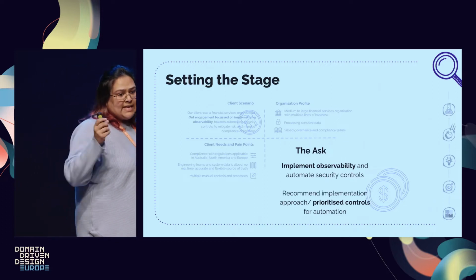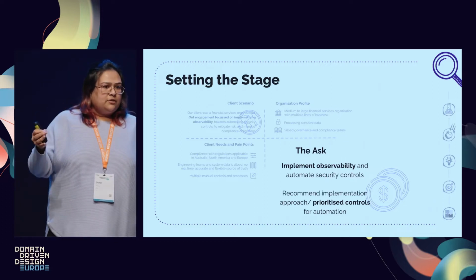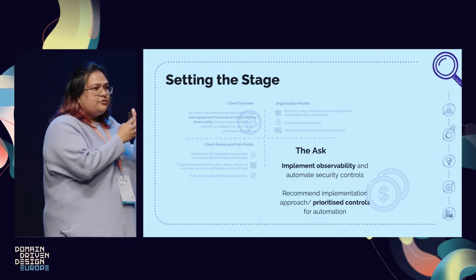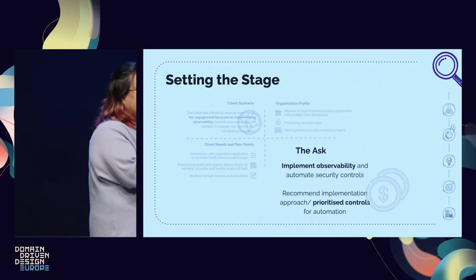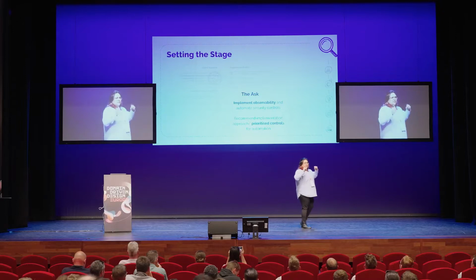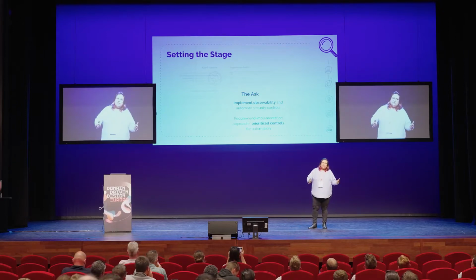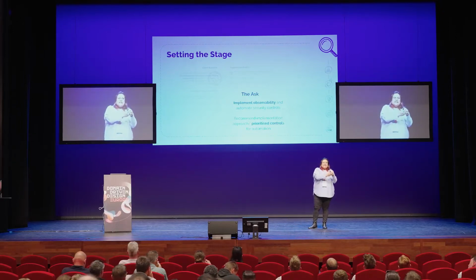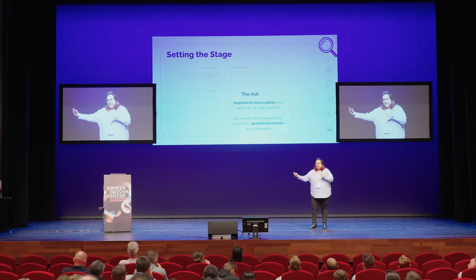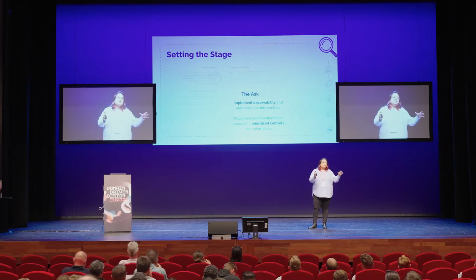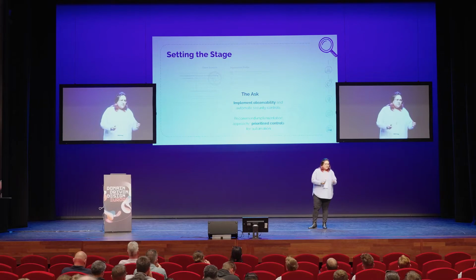So the ask was to implement observability and also to help them with an approach to prioritize these controls. Because when they were thinking of proactive risk management, they needed an approach that could get them there from their current situation of having all manual processes.